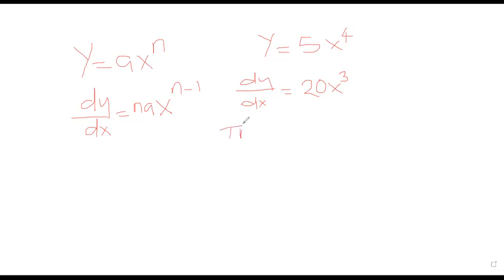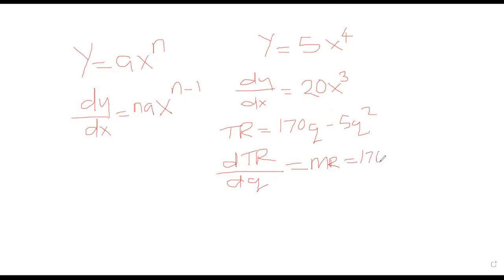If we're given total revenue, for instance, 170Q minus 5Q squared, this is called dTR over dQ. The letter on this side is TR, the letter on this side is Q. Whenever we differentiate total revenue, it becomes MR, called marginal revenue. So 170Q, there's a 1 there, so 1 times 170 is 170. 1 minus 1 is 0, so the Q comes off. When you multiply 2 times 5, it is 10. When you subtract 1 from the power, we remain with 1. So this is called our marginal revenue.